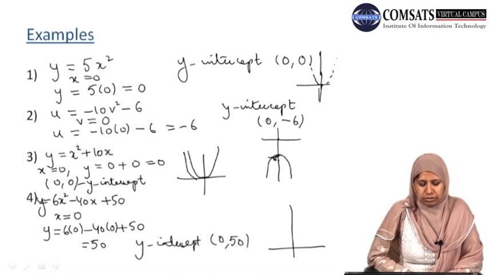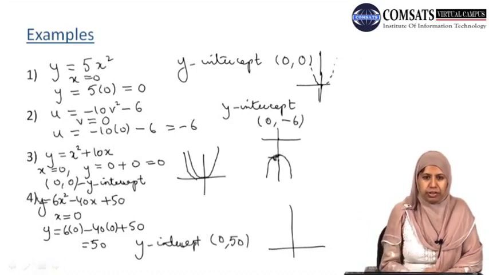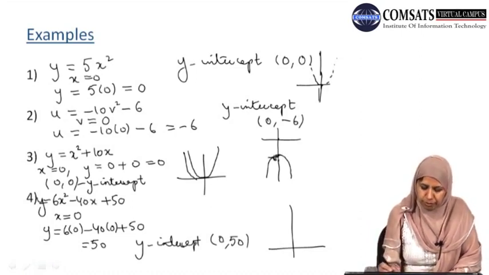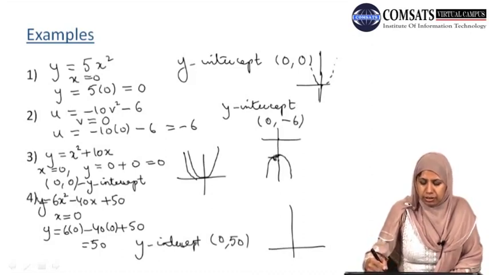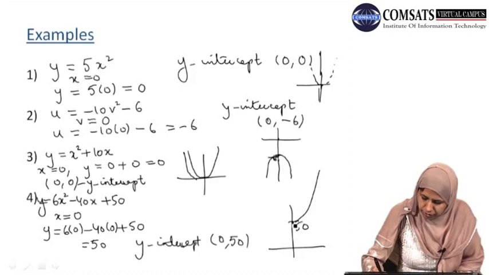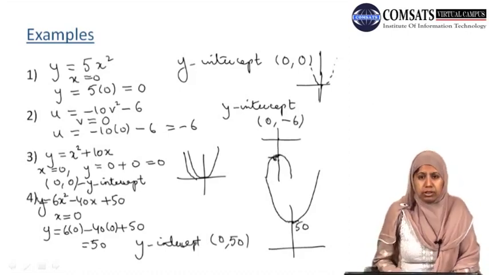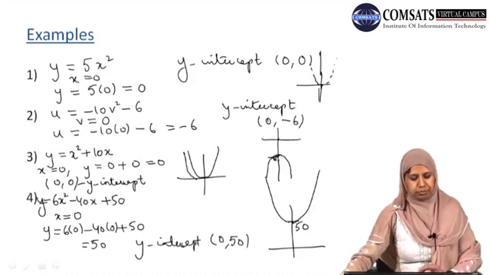Concave up or down? Clearly it is concave up, because here we have 6 as the coefficient of x square, which is positive, and it intersects the y-axis when y is equal to 50, so somewhere here. So the graph will be this on the right side and the mirror image on the left side. So this is the graph of this function.